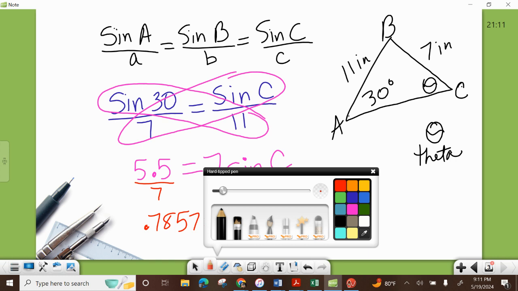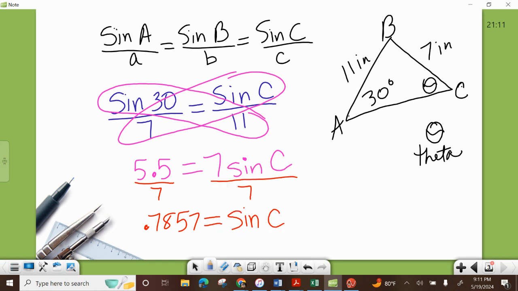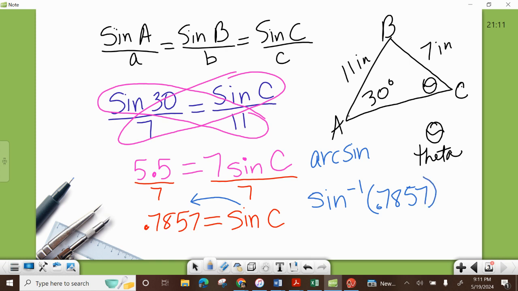When you are using trig and you are trying to find an angle, you have to use inverse trig when you're solving triangles. I'm going to take the sine and I'm going to move it to the other side, and it becomes an inverse. So I now have inverse sine, which some of you have probably seen written as arc sine. That's the same thing. Inverse sine of 0.7857, and that is going to give me my angle.